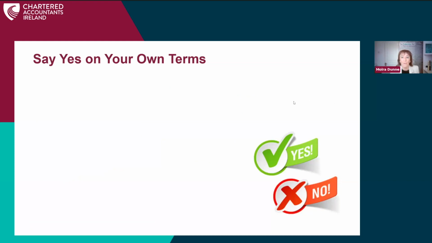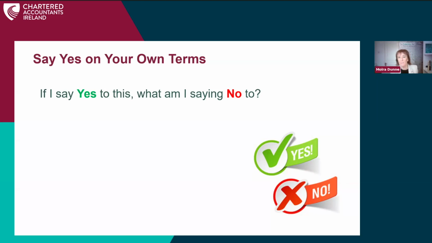Saying yes on your own terms, another little technique that can help us is to ask the yes/no question. And again, this is something that we don't really do, but it's a great little tip because it helps us in the moment to consider what's the right decision. So the yes/no question is, if I say yes to this, what am I saying no to? So it comes back to our planned work or our baseline plan, or it could be just things that we're carrying in our head that we're hoping to get done this morning. So if someone comes up with a new request, what are we going to be saying no to?